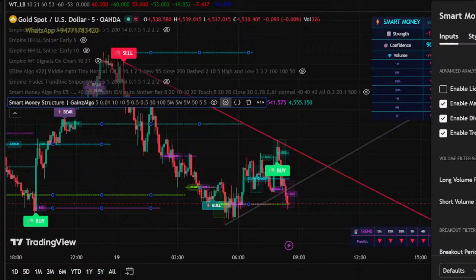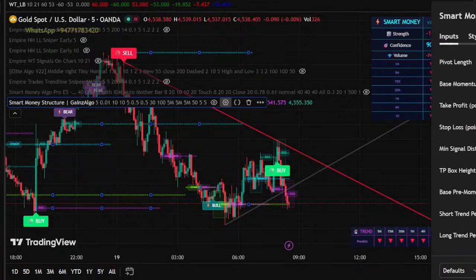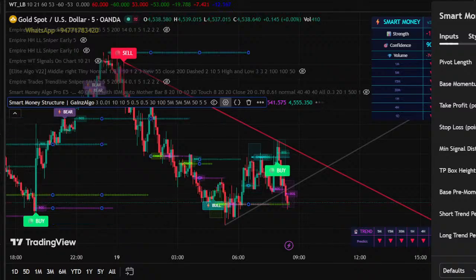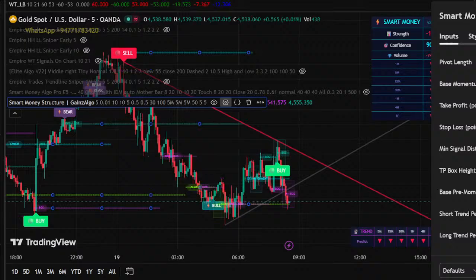False breakouts, on the other hand, occur when the price temporarily moves beyond a support or resistance level but then quickly reverses direction, failing to sustain the new trend. This can trap traders who entered positions based on the apparent breakout, leading to losses as the price retreats back within the previous range. False breakouts often occur due to low volume, lack of follow-through, or market manipulation, where large players push prices beyond key levels to trigger stop orders and then reverse the direction.